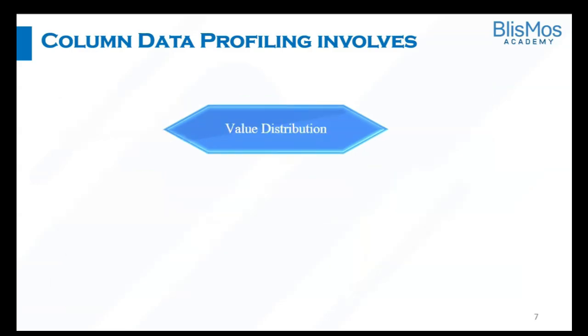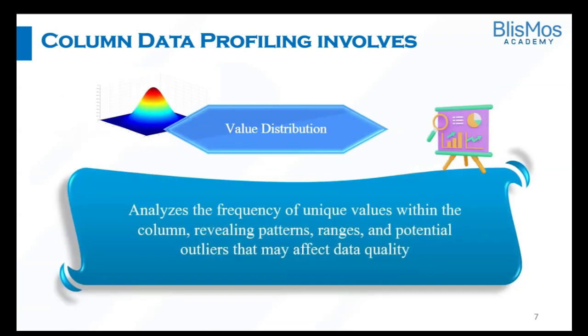Value distribution is one of the important aspects of column data profiling. What will we do as a part of the value distribution? We would analyze how many times a particular value is repeated. Means, are there any unique values? What is the range between the values in a particular column? For example, you have 2000 as the highest value and 1 as the lowest value. The range is 1999, right? So like that, we'll identify the range.